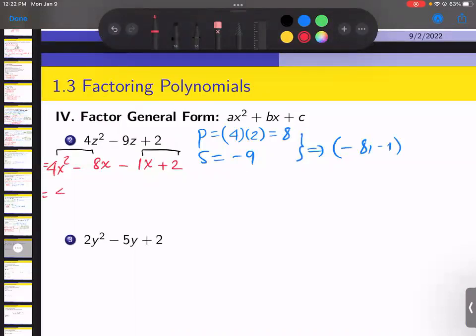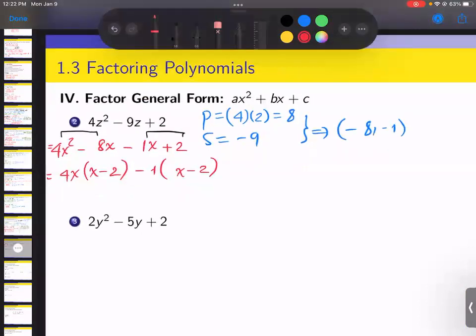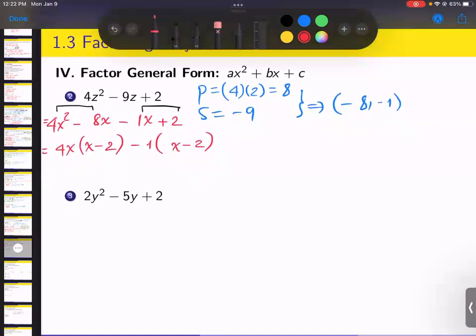I'm going to factor out 4x here, the first group. So I have 4x times x minus 2. Oops, sorry. What should I factor out for the second group? Negative 1, right? x minus 2. If you factor out 1, you have negative x plus 2. It's not the same as x minus 2. So x minus 2 times 4x minus 1. And then you're done.